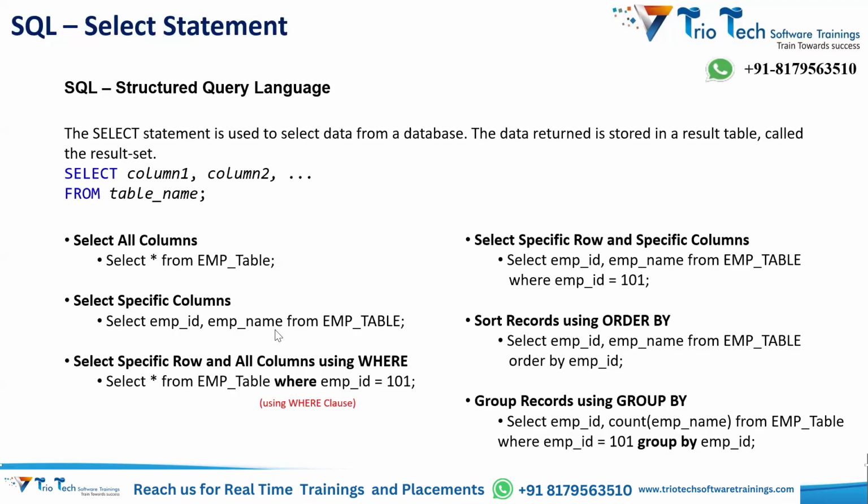There's one more command, WHERE. In case you do not want all 100 rows, only one specific row, but all the columns should come, then we say select star from EMP table where employee ID matches some value, and only that row should come. In case you want only a specific row and specific columns, we write select columns separated by comma from this table where employee ID equals a value like this.